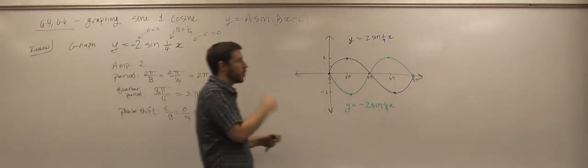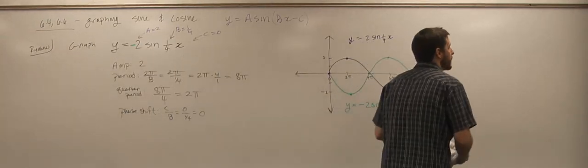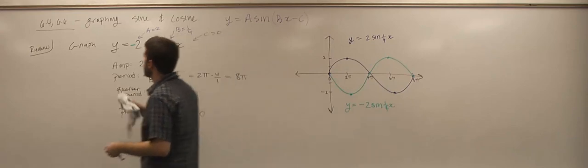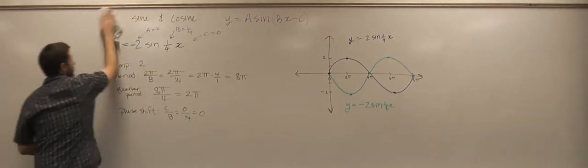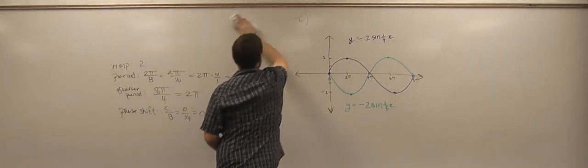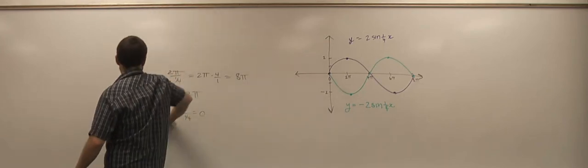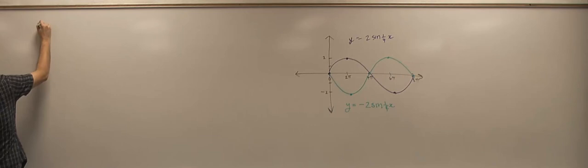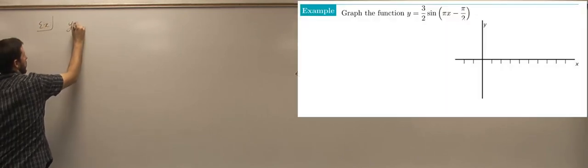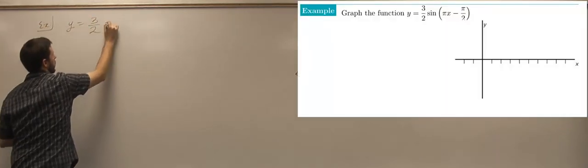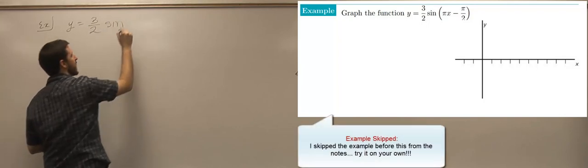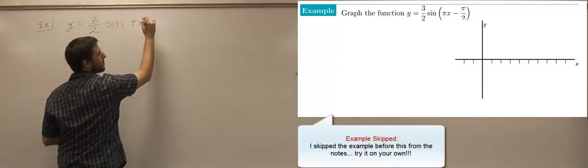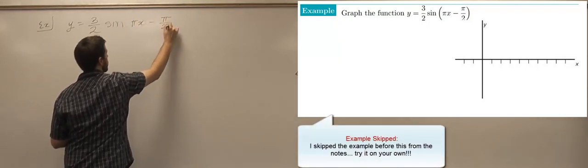Alright, so let's do some phase shift. Except that the 2's kind of cut off there. Hold on. So we'll graph the function y equals 3/2 sine of pi x minus pi over 2. This is the example we left off on. We didn't quite get to this one.